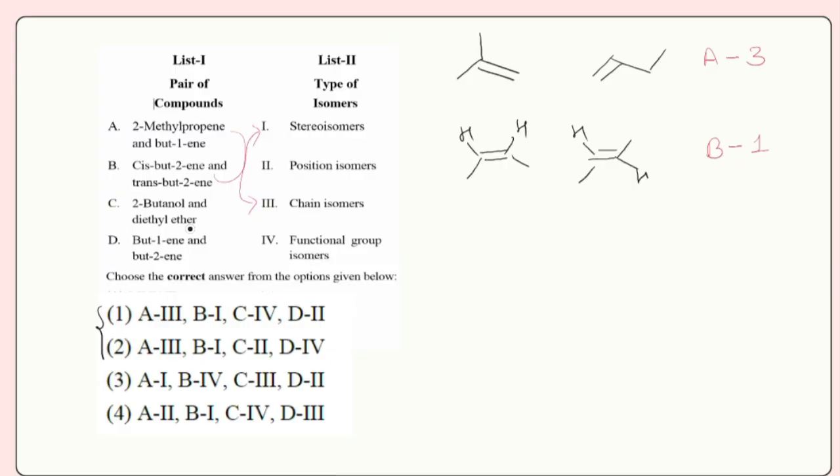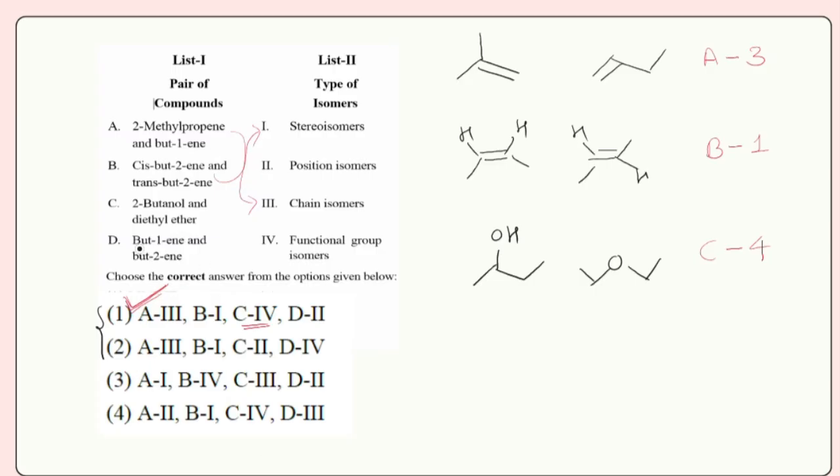So for that, you check for C. 2-butanol. This is an alcohol and then diethyl ether. The number of carbons, hydrogens and oxygen is the same. That means they have the same molecular formula, but the functional group is different. Therefore, they are functional isomers. That means C is 4. So C is 4. There is only one such option. Therefore, the right option is as shown in option 1.